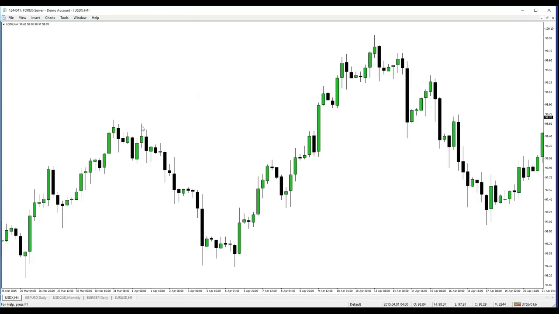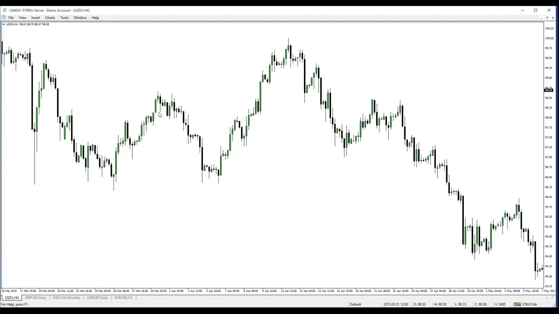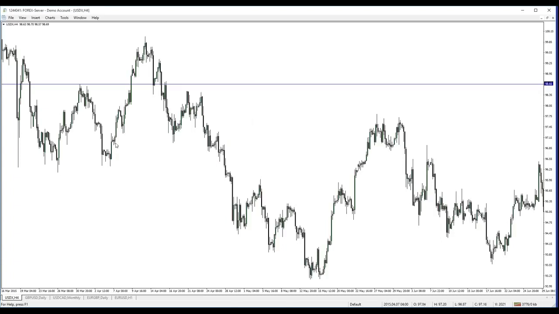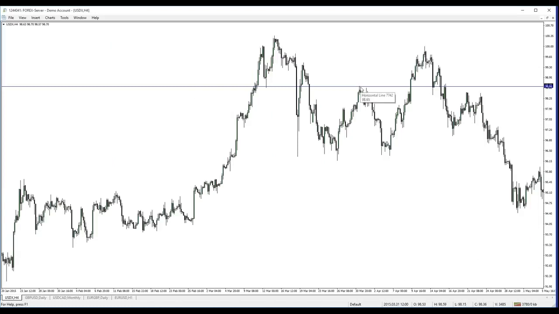We have an old high back here. Let's go out a little bit one more time. We have an old high here. And I want you to think about as price was trading in here, price made this high and sold off and then resumed going higher. My question is, what was the primary trend even right here? And when it was trading down, what was the primary trend?